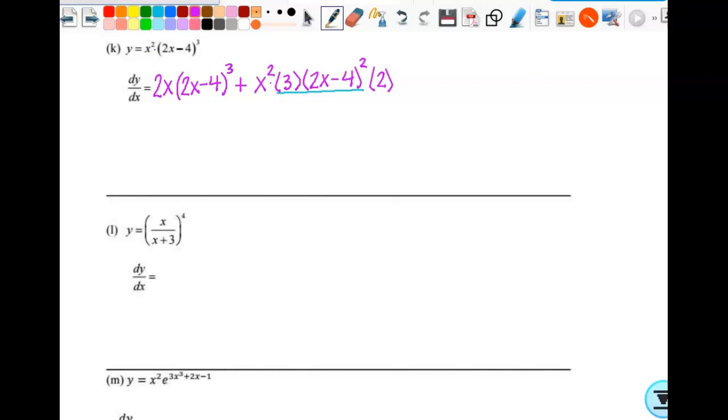That's a safe stop. That shows that you know to use product and chain rule together. But if we want to clean this up, I'm going to make this 2x times 2x minus 4 cubed. So we'll multiply the 2, the 3, and the x squared together to get plus 6x squared times 2x minus 4 squared.